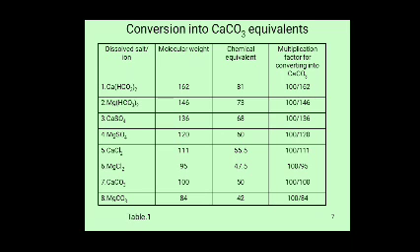Magnesium sulfate molecular weight 120, equivalent weight 60, 100 by 120. Calcium chloride 111, equivalent weight 55.5, 100 by 111. Magnesium chloride 95, equivalent weight 47.5, 100 by 95. CaCO3 molecular weight 100, equivalent weight 50, therefore 100 by 100. Magnesium carbonate 84, equivalent weight 42, 100 by 84.